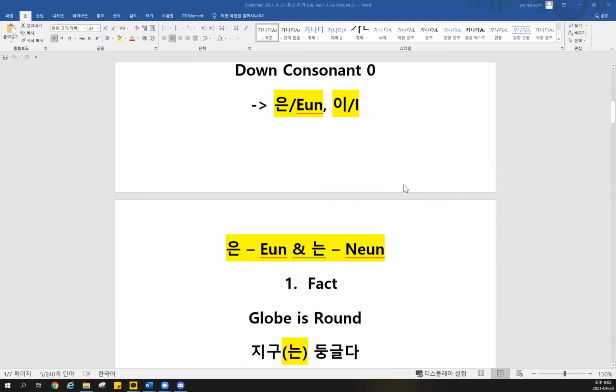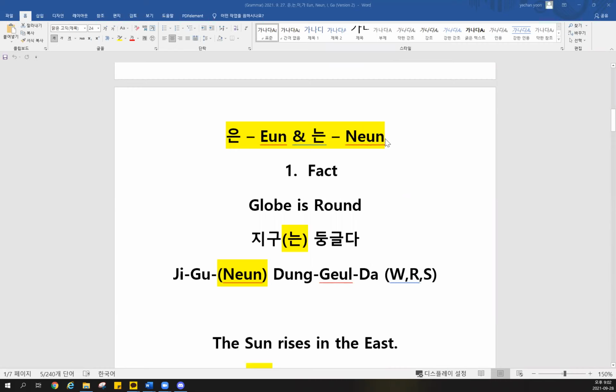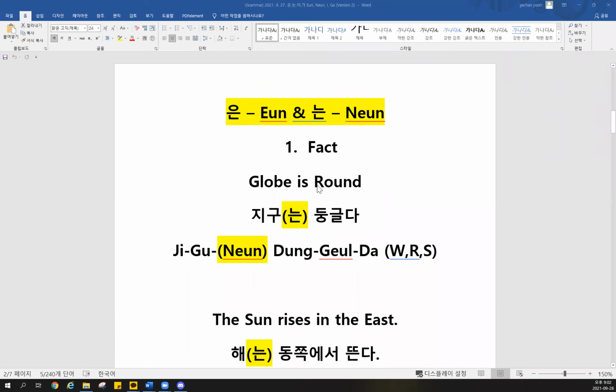Okay, let's go to the next one. So Eun and Neun, you can use when you're telling about a fact. For example, a globe is round, right? So globe, you know what a globe is? Yeah. So globe is round. When you're trying to say a fact, you can use the Eun or Neun.